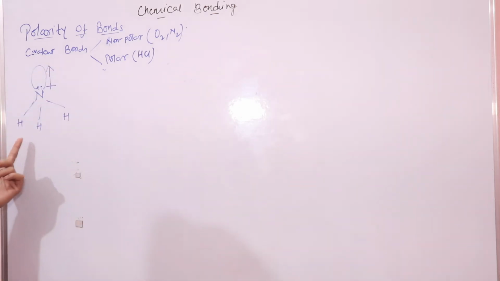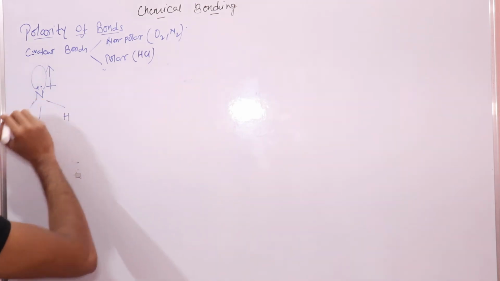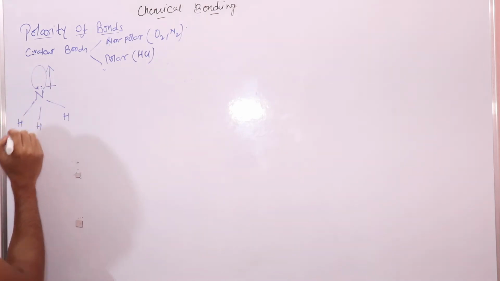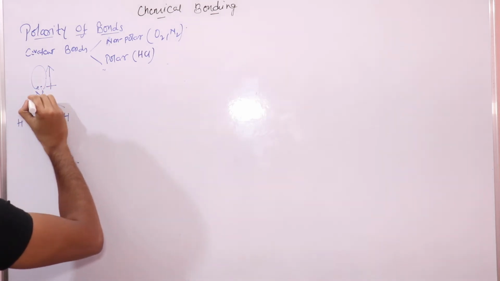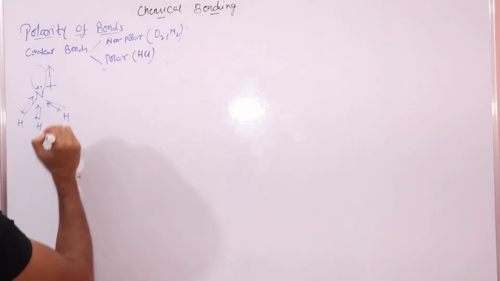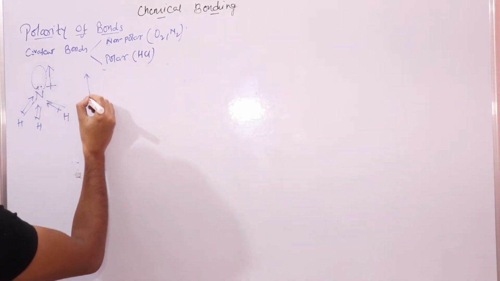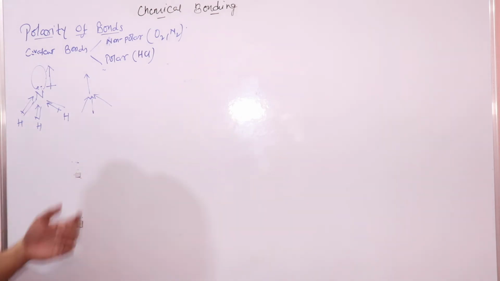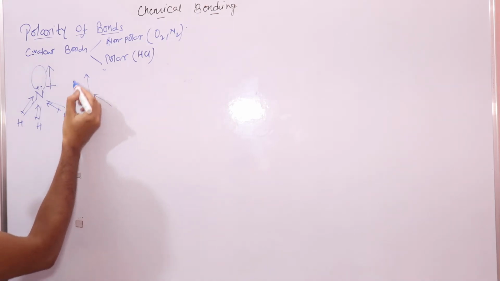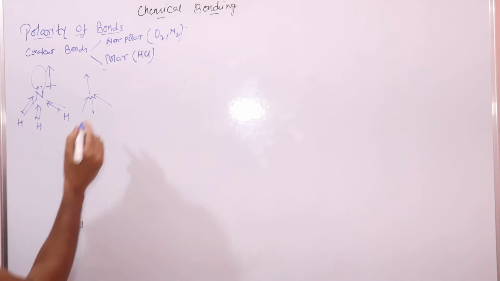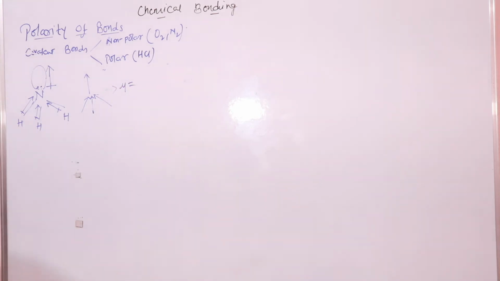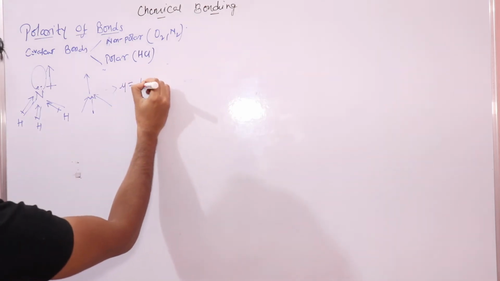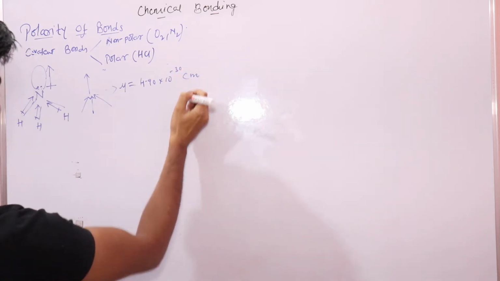Now if you want to represent the dipole moment of these three bonds, it would be from the electropositive to the electronegative atom. It would be like this. All these three bonds add up to this orbital dipole moment. So the dipole moment of this molecule is equal to 4.90 into 10 to the power of minus 30 coulomb meter.